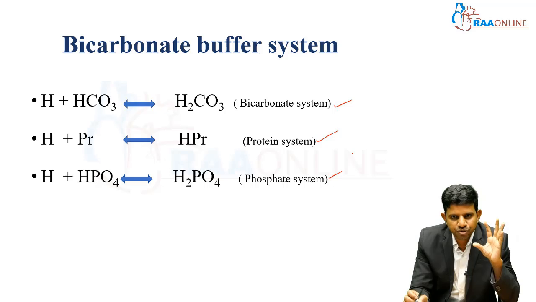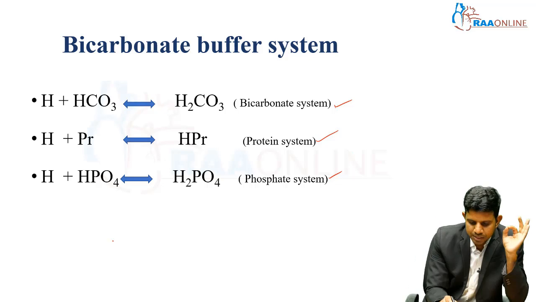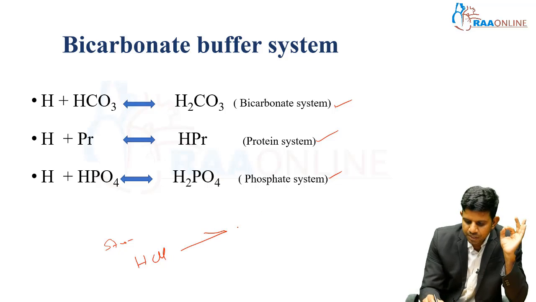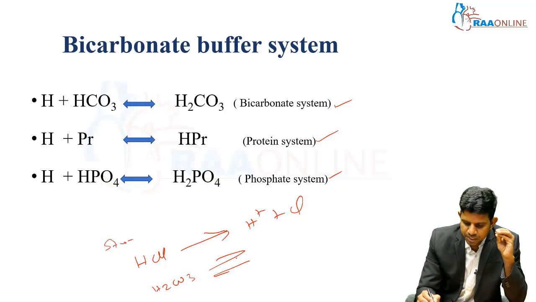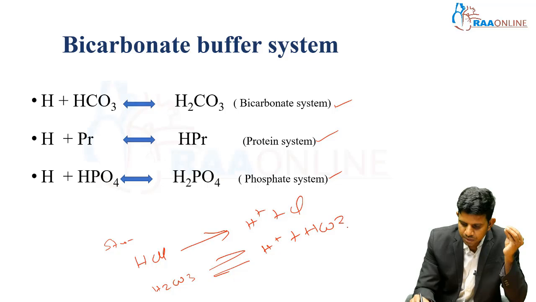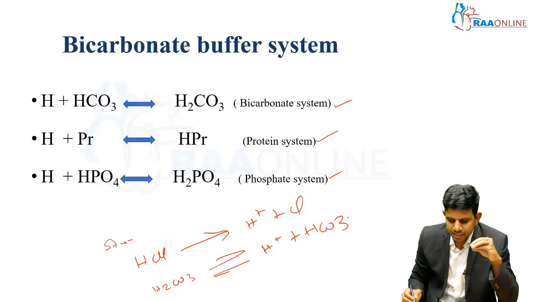What actually is a buffer? A buffer means a weak acid with its conjugate base. For example, a strong acid is HCl. It dissociates completely into H plus and chloride. A weak acid, like carbonic acid, won't dissociate completely. It dissociates into H plus and bicarbonate.